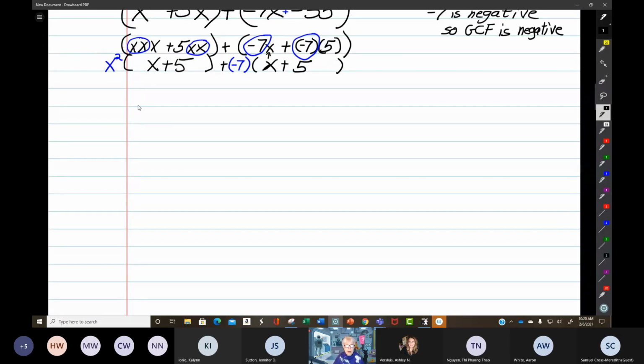Now, I have my GCF for the entire expression. It is x plus 5 here and x plus 5 here. I pull out x plus 5. And then I write the leftovers: x squared plus -7, which is -7.